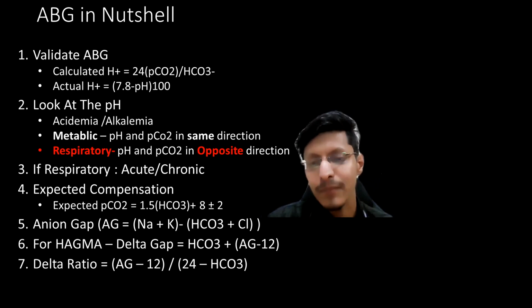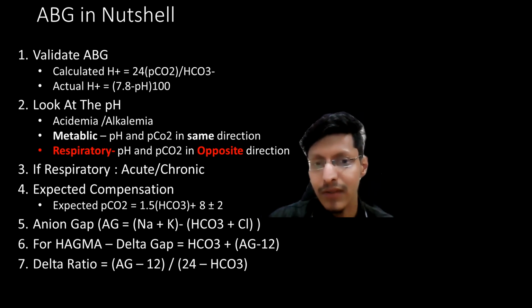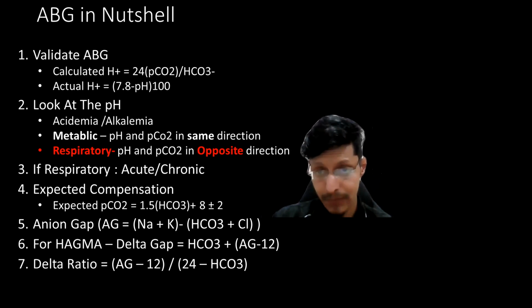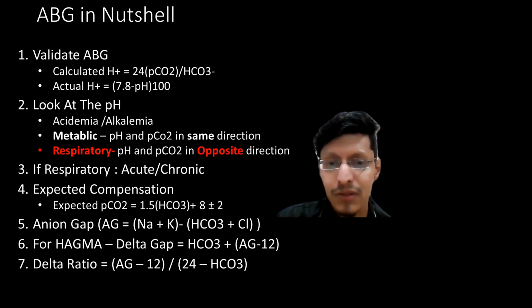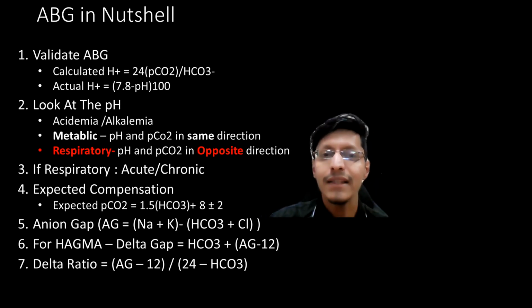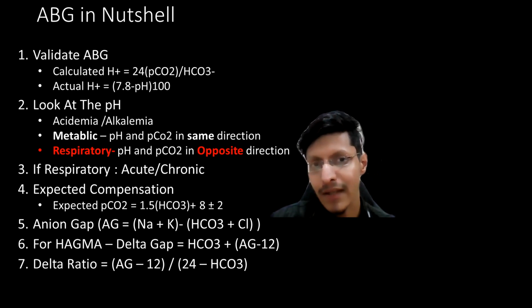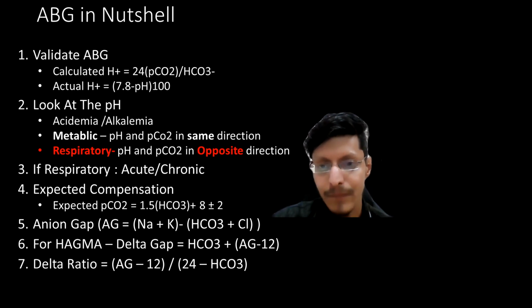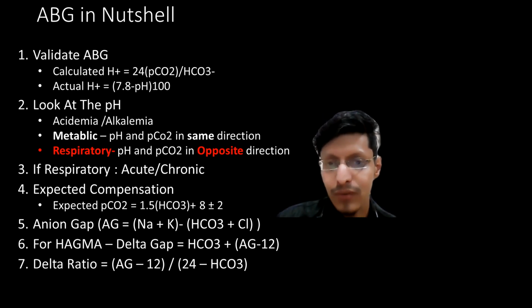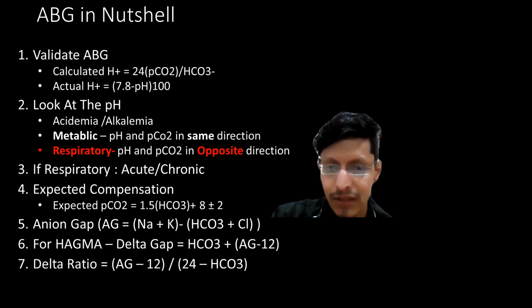Then you have to calculate the expected compensation from the formula, that is bicarbonate plus 15, or you apply the whole formula. Then the anion gap, sodium plus potassium minus bicarbonate plus chloride. Then for high anion gap metabolic acidosis, you have to calculate the delta gap. That is calculated by taking the anion gap minus 12. Delta ratio: anion gap minus 12 over 24 minus bicarbonate, and you will get your delta ratio.